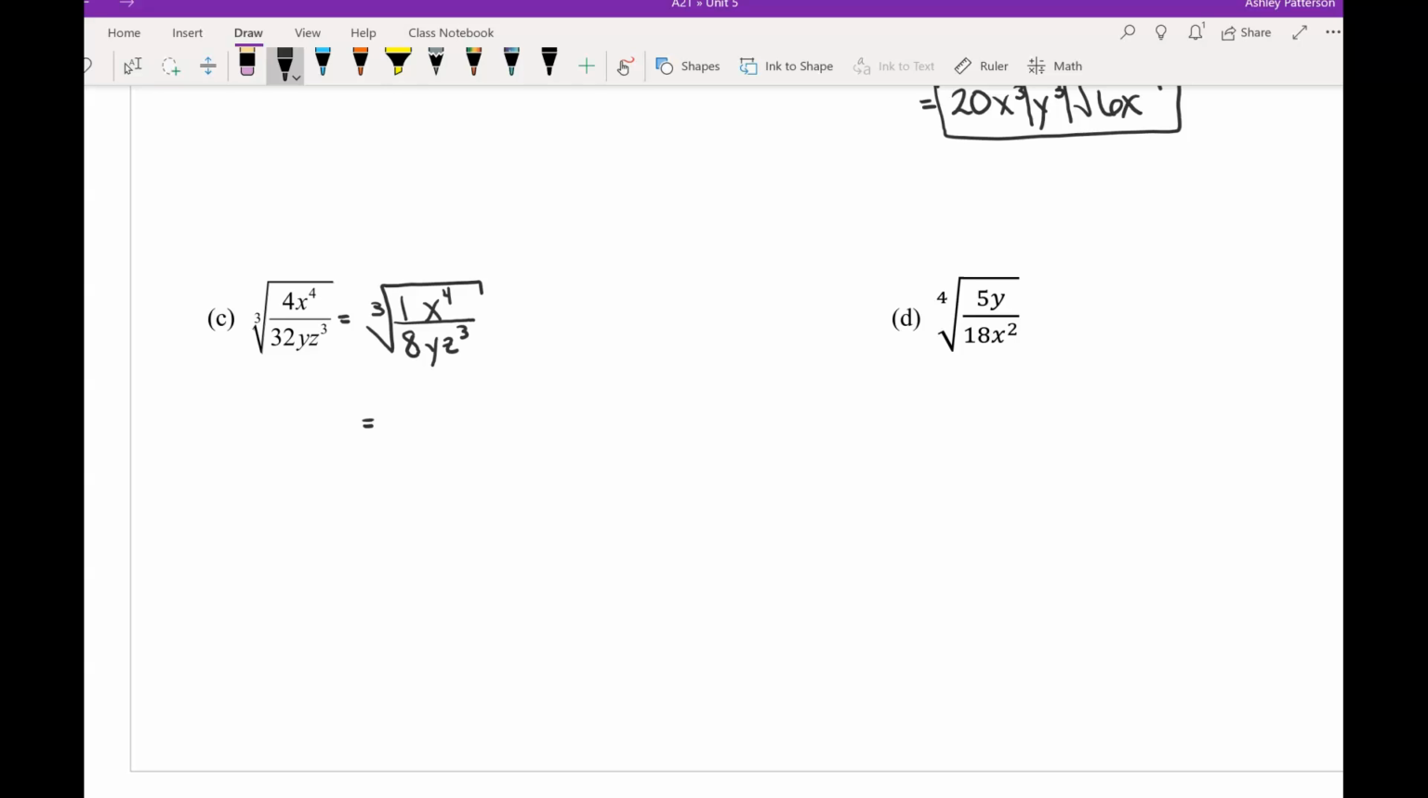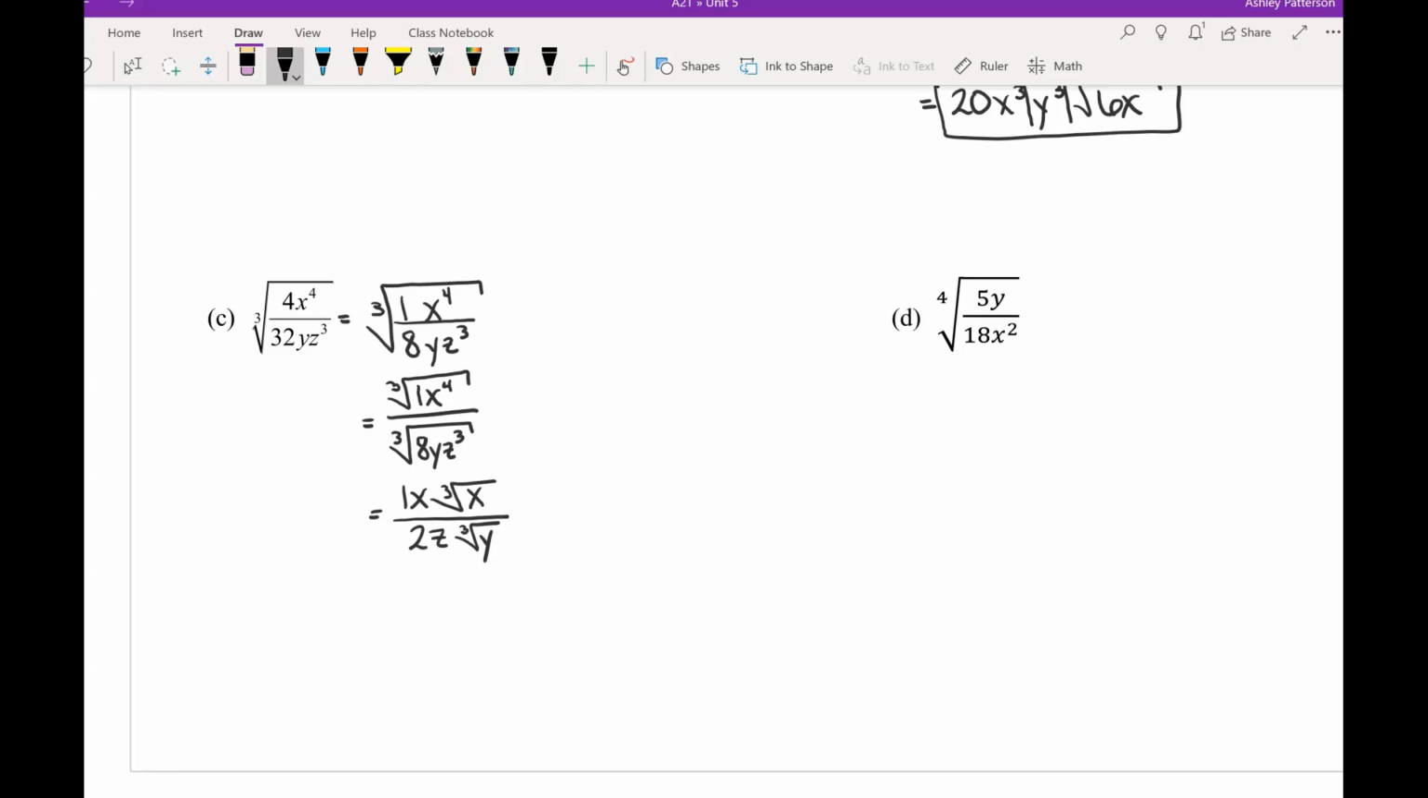So now I'm going to rewrite it as the cube root of 1x to the 4th all over the cube root of 8yz cubed. You can split it. Remember what we saw at the beginning of these notes, as long as they have the same index. Okay, so then the cube root of 1 is 1, and I can pull out one group of 3 x's, leaving 1 underneath. It's a cube root. It's an odd index, so we don't have to worry about the absolute value bars. All over, well, the cube root of 8 is 2, and I can pull out 1z, and then we get the cube root of y.